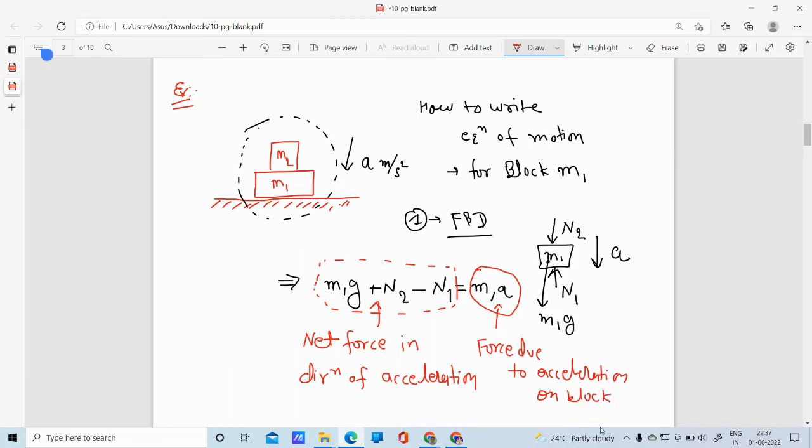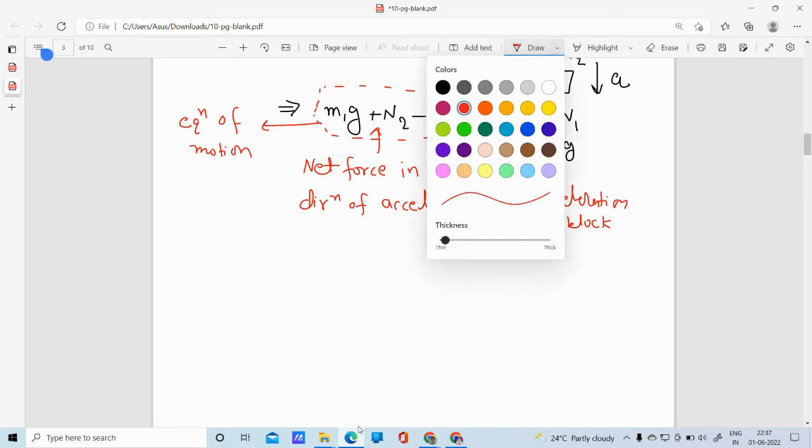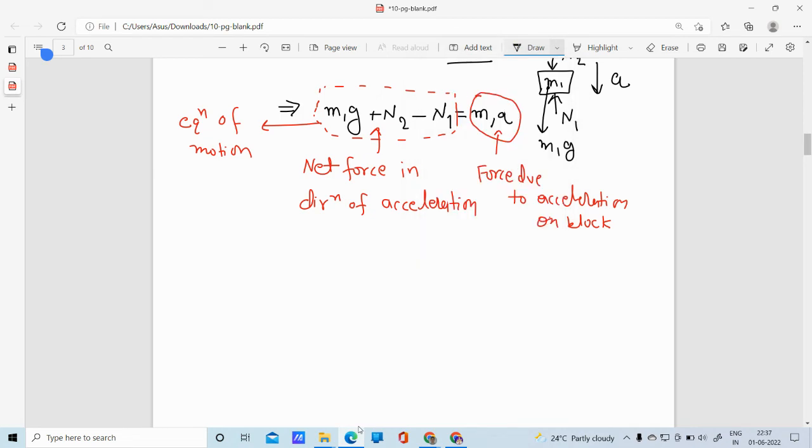Clear? So the net force and the force due to the acceleration should be equivalent. So this is our equation of motion. Clear? So now next for M2.